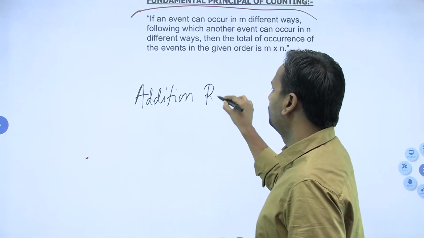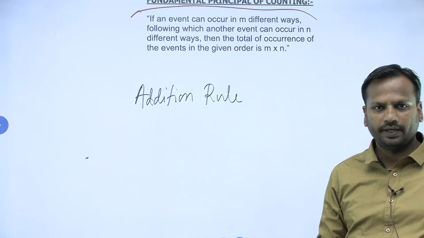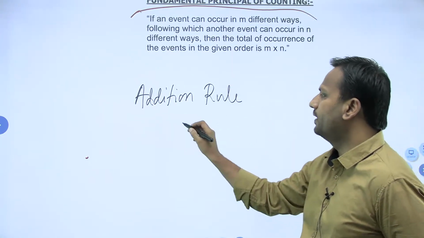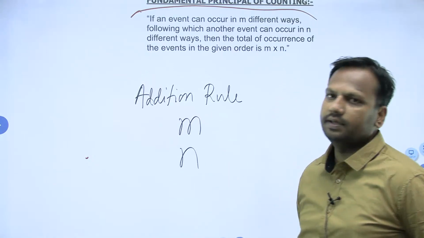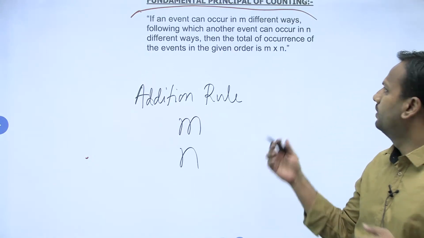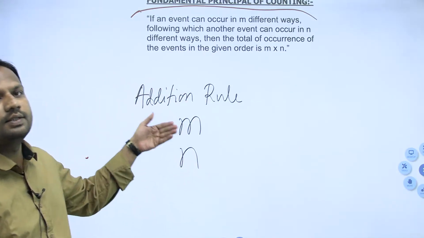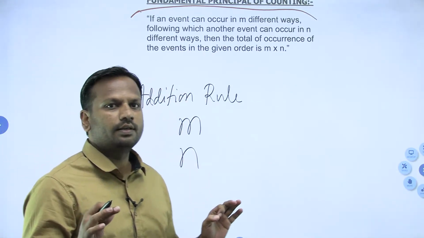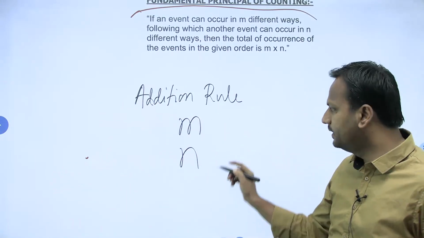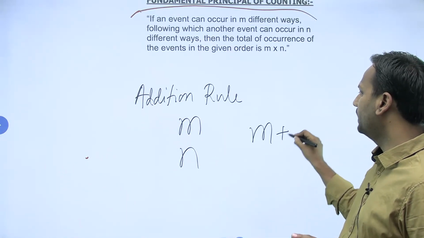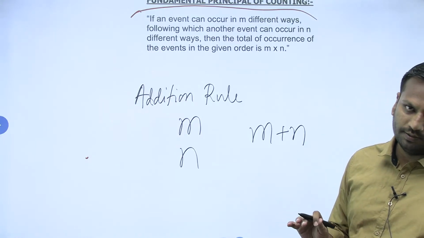Fundamental principle of addition. What is it? If one event is occurring in m different ways and another event is occurring in n different ways, then the total number of occurrences of events, either one of them, is given as m plus n ways.